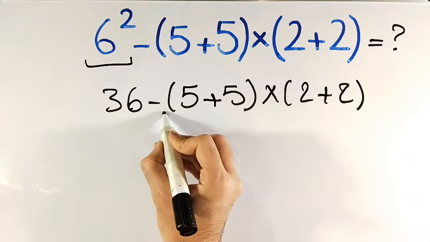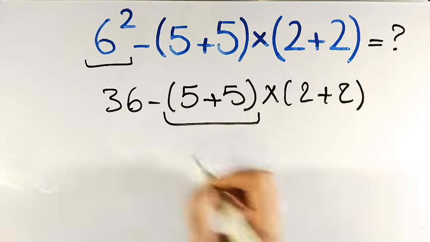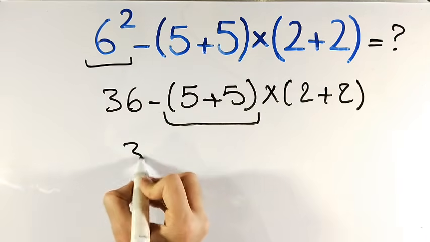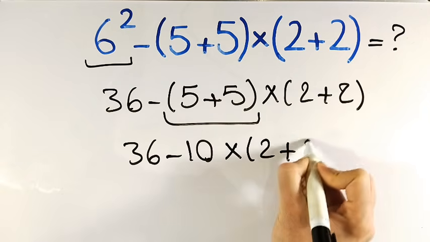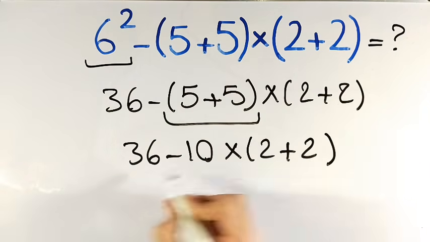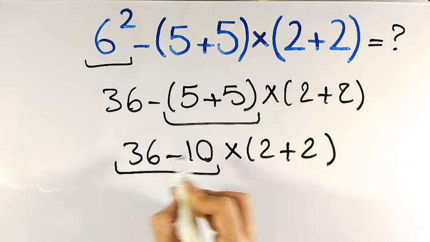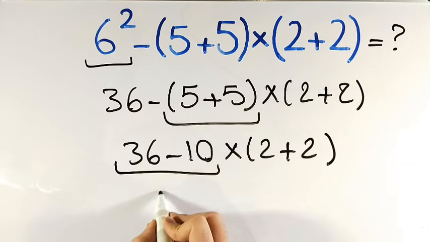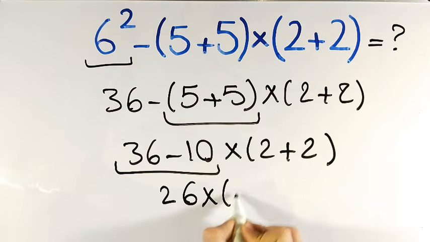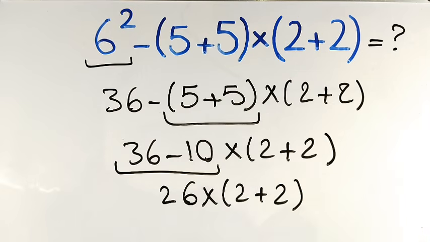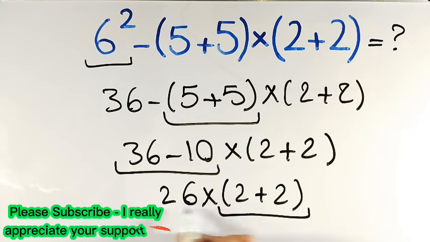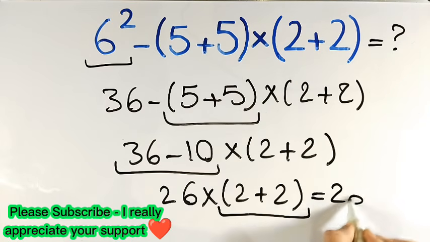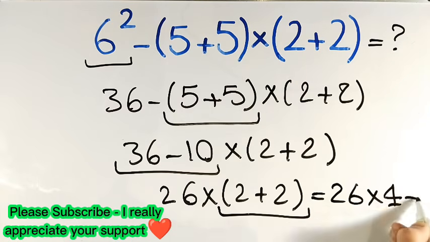And in the next step, they go for the expression inside the first parenthesis and write 36 minus 10 multiplied by (2 plus 2). Next, they go for the subtraction between 36 and 10 and write this expression as 26 multiplied by (2 plus 2). And in the final step, they go for the expression inside the parenthesis and write 26 multiplied by 4, which finally gives them the answer 104.